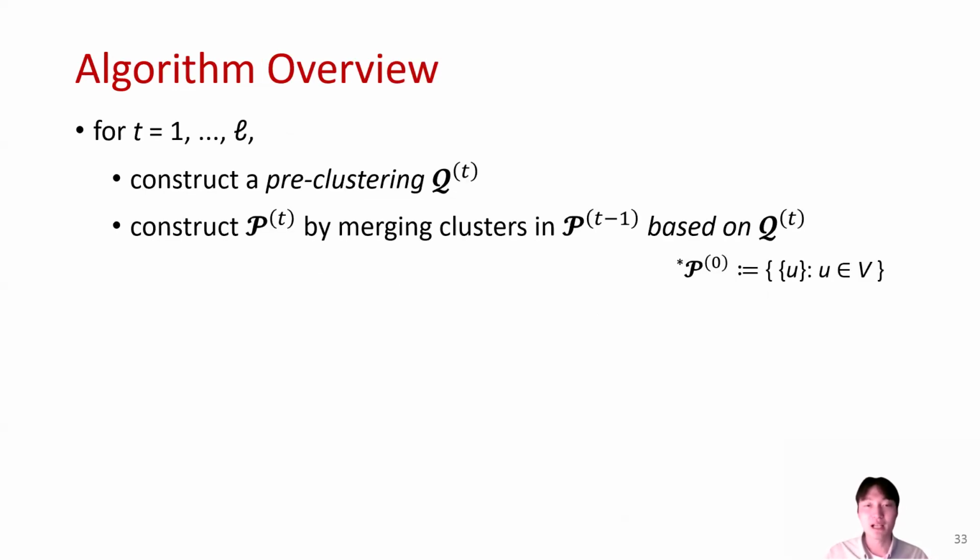Now, let me give you the high-level overview of our algorithm. Our algorithm works in a bottom-up manner. At each layer, we first construct a partition, script Q, which we call a pre-clustering. And based on the pre-clustering script Q, we construct a clustering denoted by script P by merging clusters in the layer below.